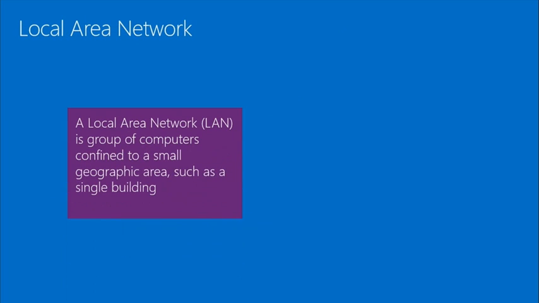Local area network. So basically the basic definition of what a local area network is. A local area network is a group of computers confined to a small geographic area, such as a single building. So this is the basic building block of what a network is.